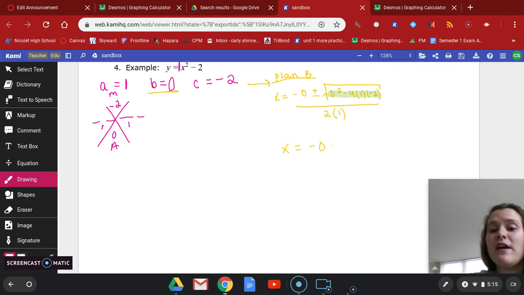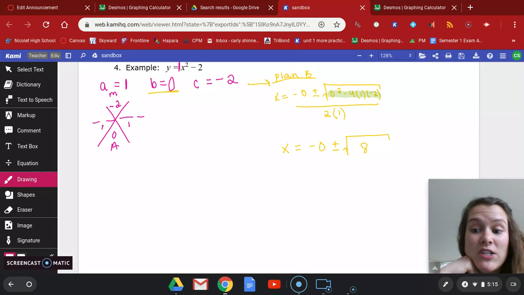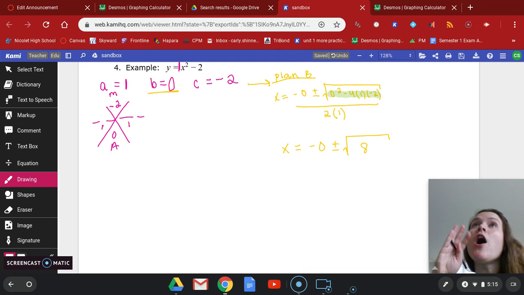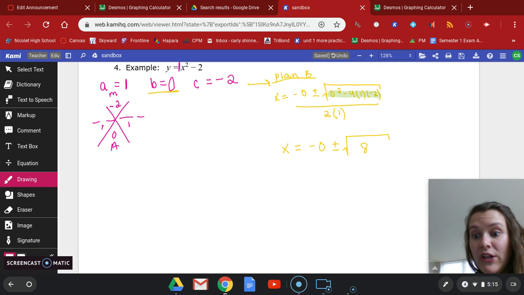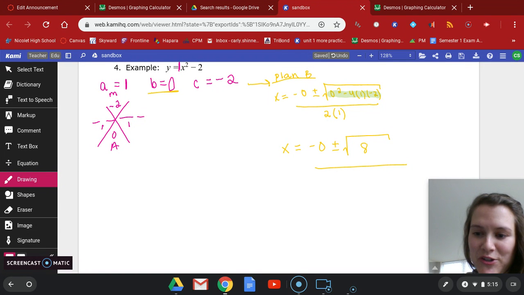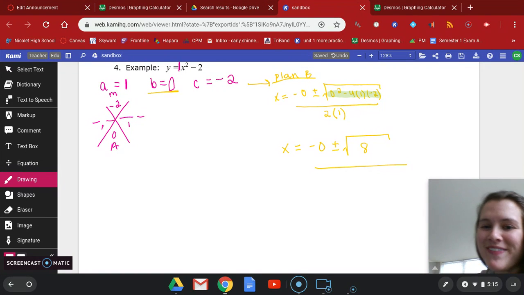That is a good thing. If my discriminant was negative, folks, can I take a square root of a negative? No. So if I got a negative, then there would be no real x-intercepts. Actually, the x-intercepts would be imaginary, which you will get into in Algebra 2 in a couple years, all right?